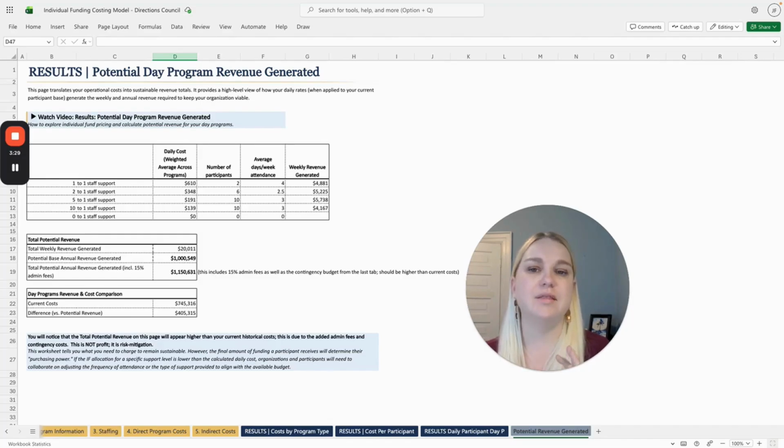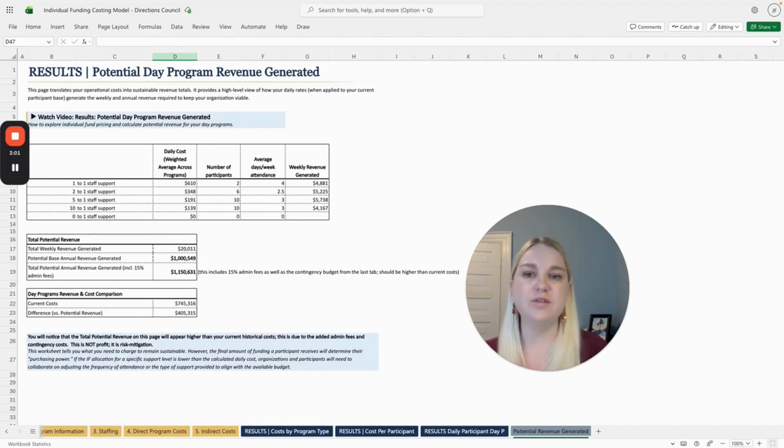That being said, this worksheet tells you what you ideally should charge and gives you a best case scenario of revenue generated. However, the final amount of funding participants will receive is going to determine their purchasing power. If their IF calculation for a specific support level is lower than what you've calculated as your daily cost, organizations and participants will need to collaborate on adjusting the frequency of attendance, the type of support, or the cost of programs to align with the available budget of IF participants.